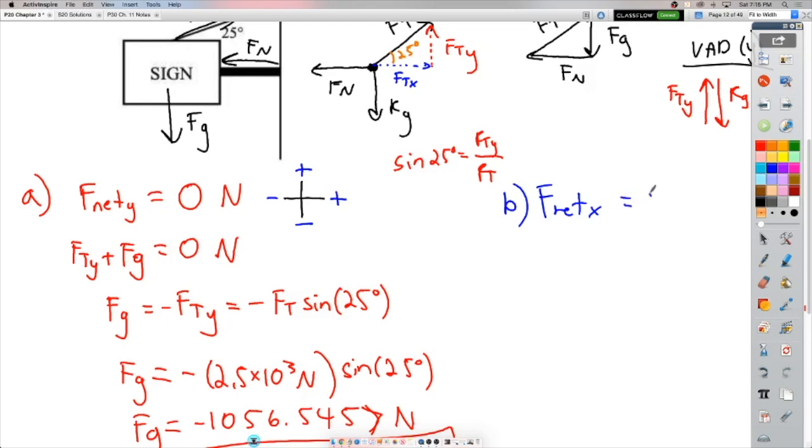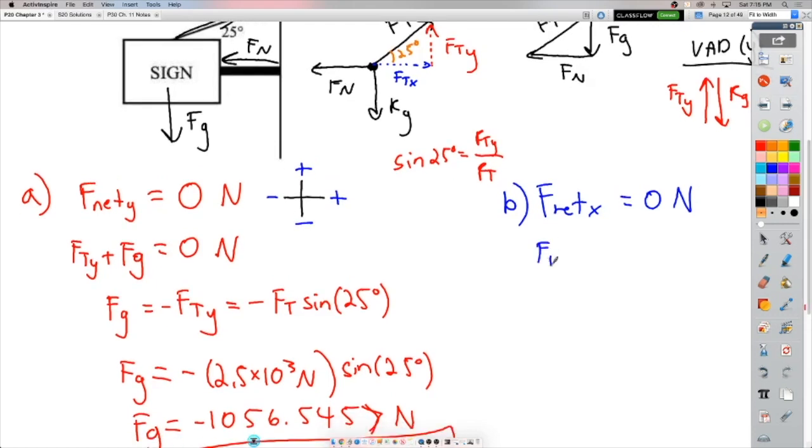So F net x equals 0 newtons. How did I know that? Take a second to answer that for yourself. How do I know that F net x is 0? It's because the object is not accelerating. So F net x is just the sum of all x components. So Ftx plus Fn equals 0 newtons.